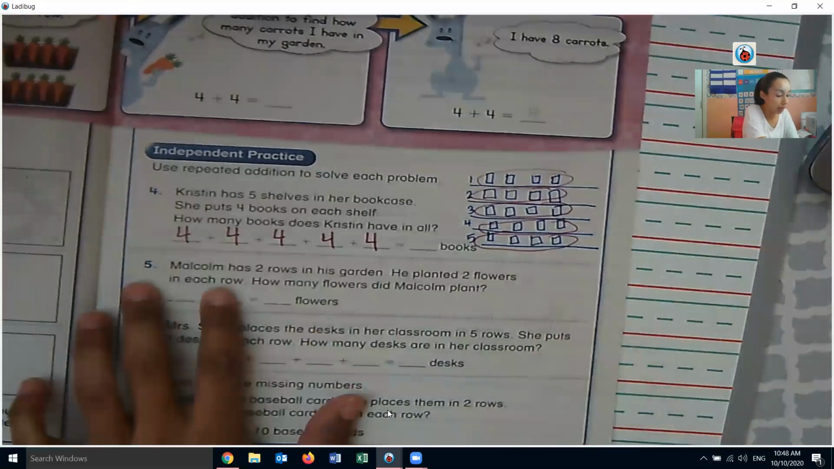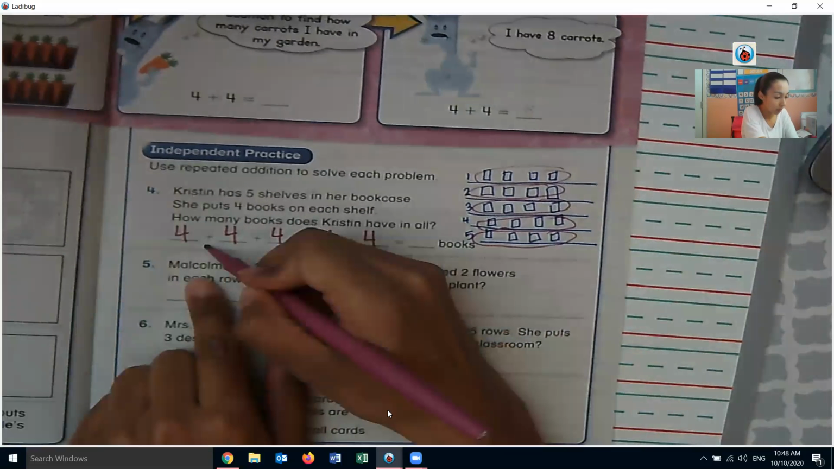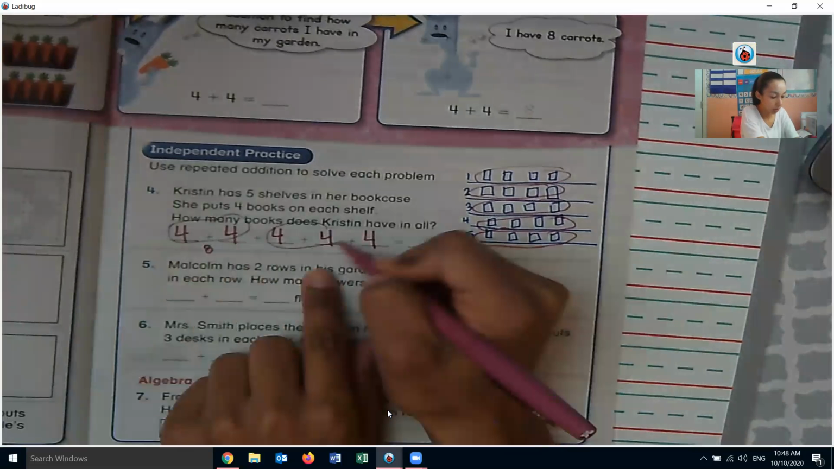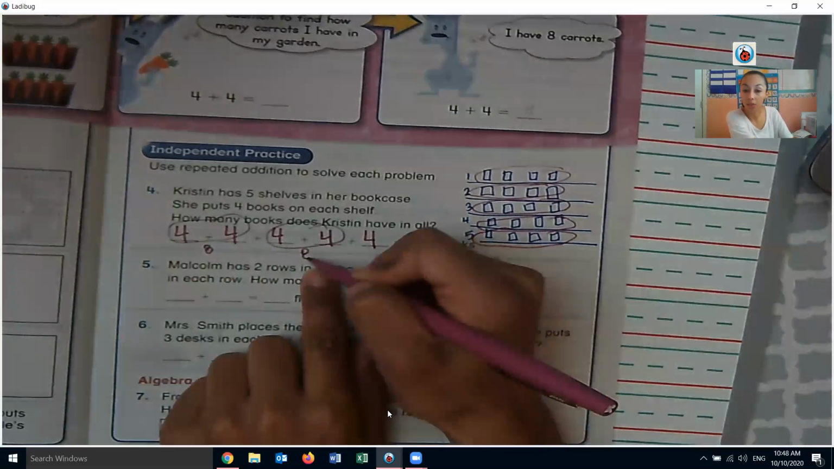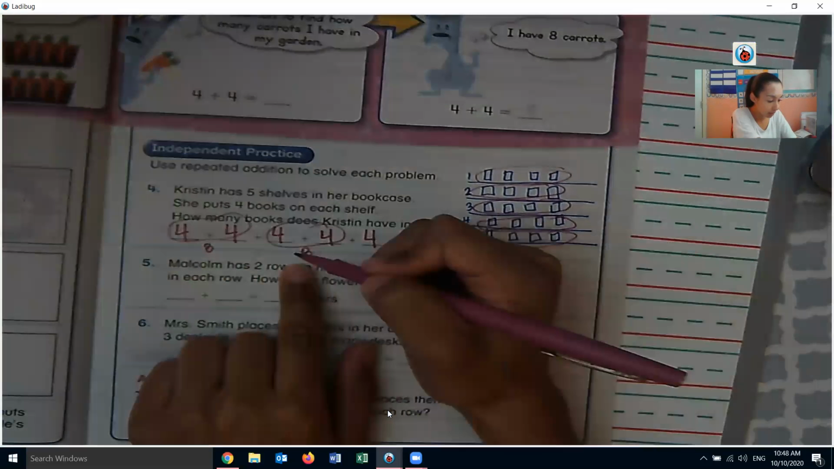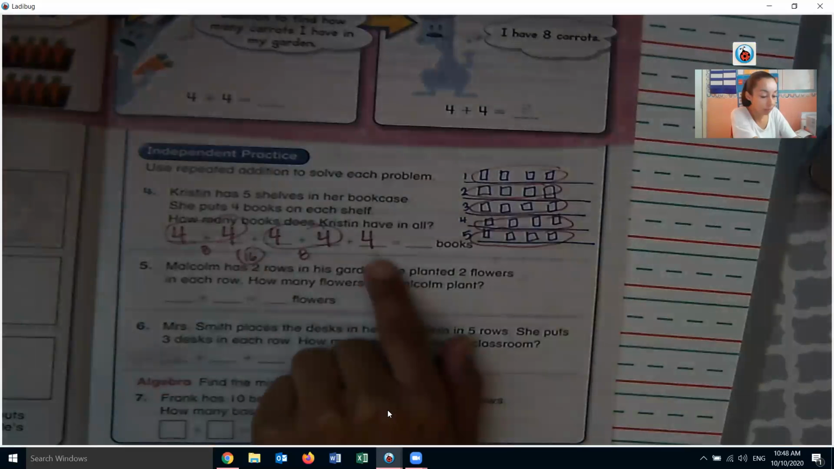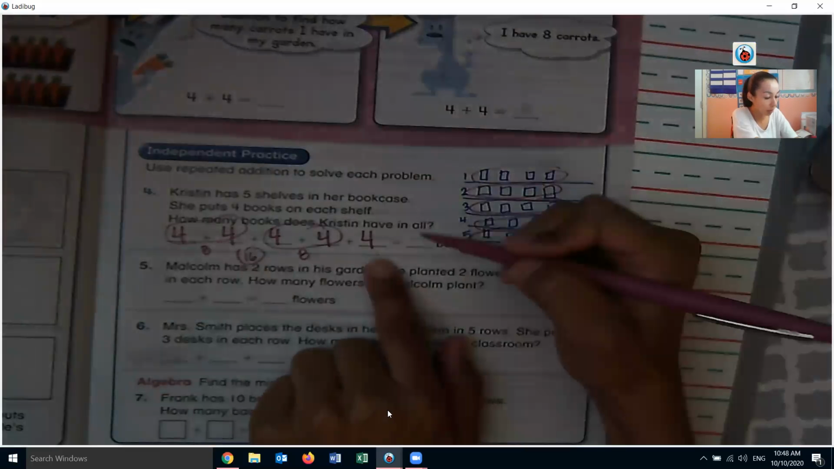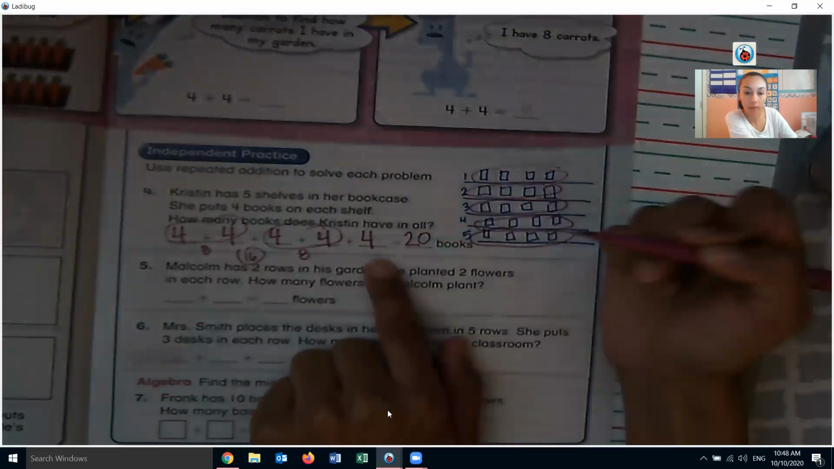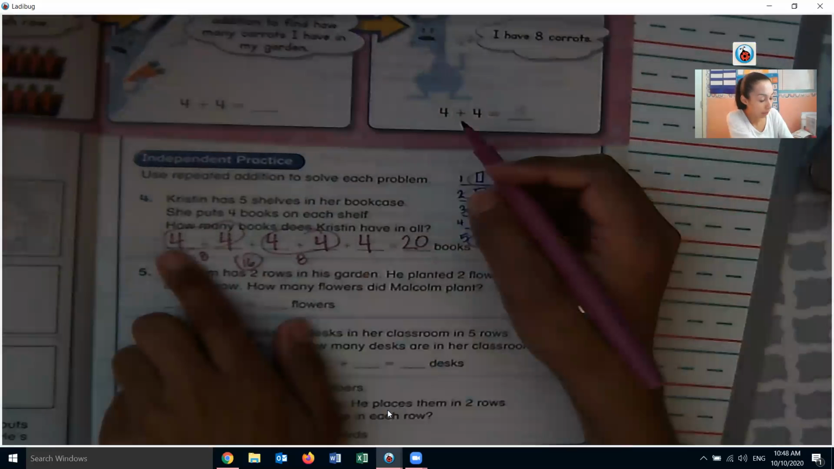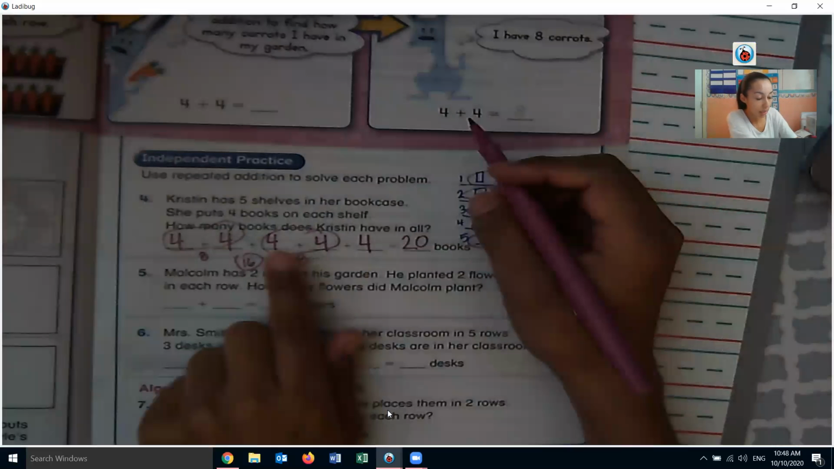So we have 4 plus 4 is 8. 4 plus 4, also 8. 8 plus 8, another doubles there. That makes 16. And if I add 16 plus 4 more, that gives me 20 books. You can also skip count by 4s. 4, 8, 12, 16, 20.